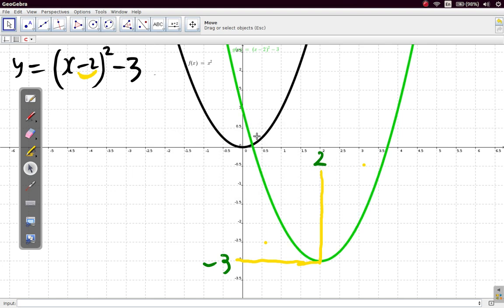Alright, so you can clearly see the movement of the graph by examining the equation of the graph when the graph is in the form a(x plus h) squared plus k. Alright, so that's what we have.